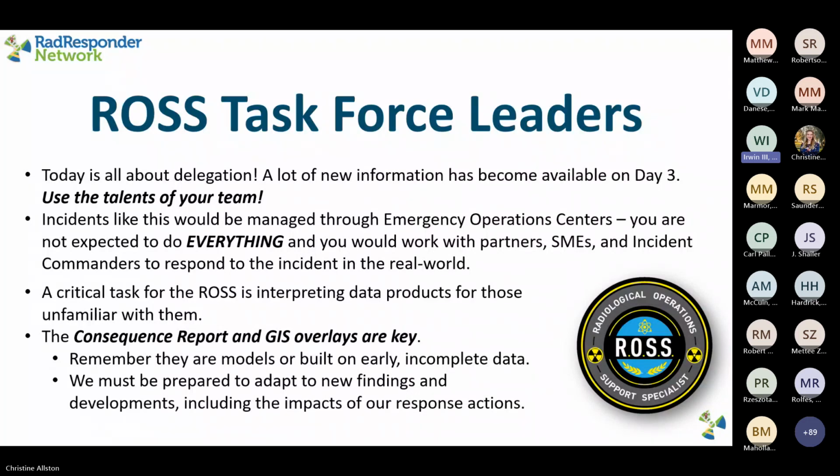Everything that we're doing in this exercise, because it would be the first RDD in the United States, would very clearly be handled at emergency operations centers, first at the locality, then at the county, then at the state, and of course there would be federal emergency operations centers. All of this means that we're going to have a large team of subject matter experts in everything from environmental protection to agriculture to public health. We need to make sure that ROSS are not trying to do everything. Also, that ROSS are not replacing the authorities having jurisdiction.